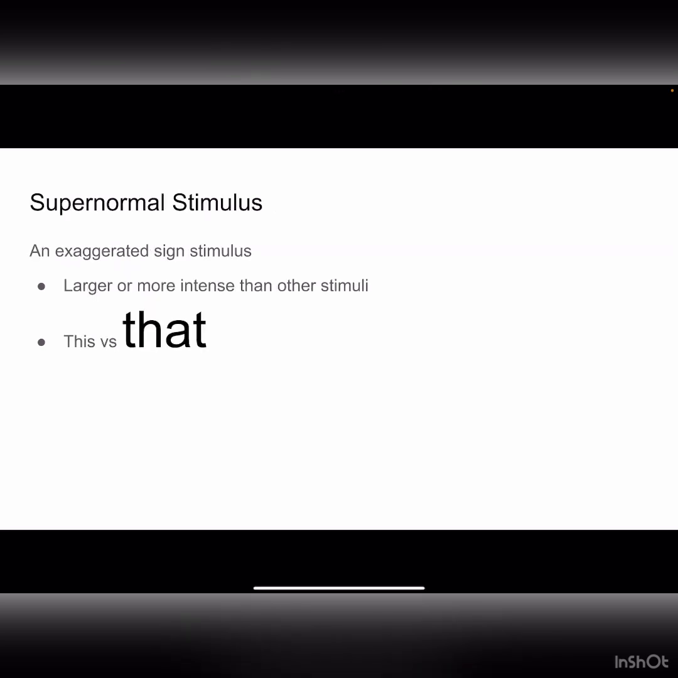Finally, we have what's known as a supernormal stimulus. A supernormal stimulus is just a fancy way to say an exaggerated stimulus, or a stimulus that is larger or more intense than other stimuli. So, for example, look at this versus that. Which one caught your eye first? Probably that, right? In this example, that is a supernormal stimulus because it's so much larger than this.